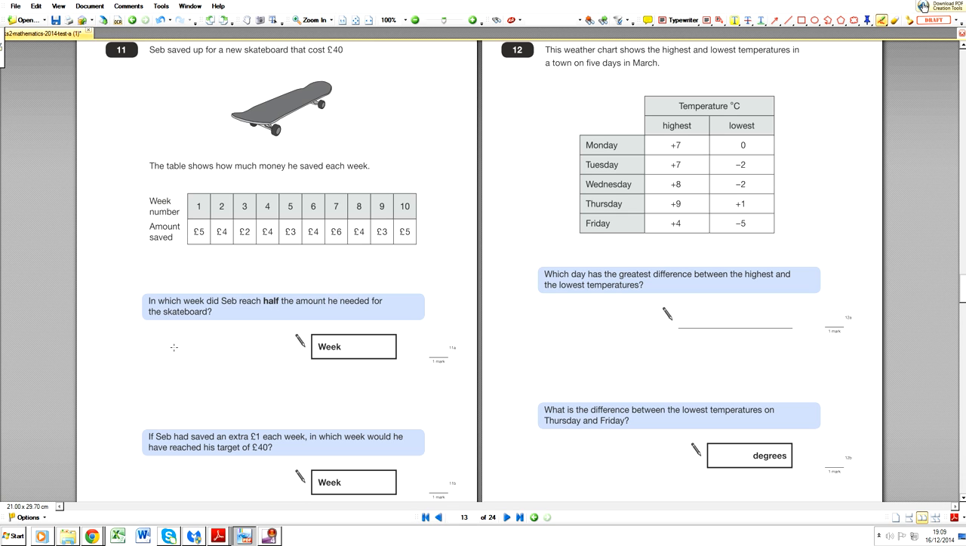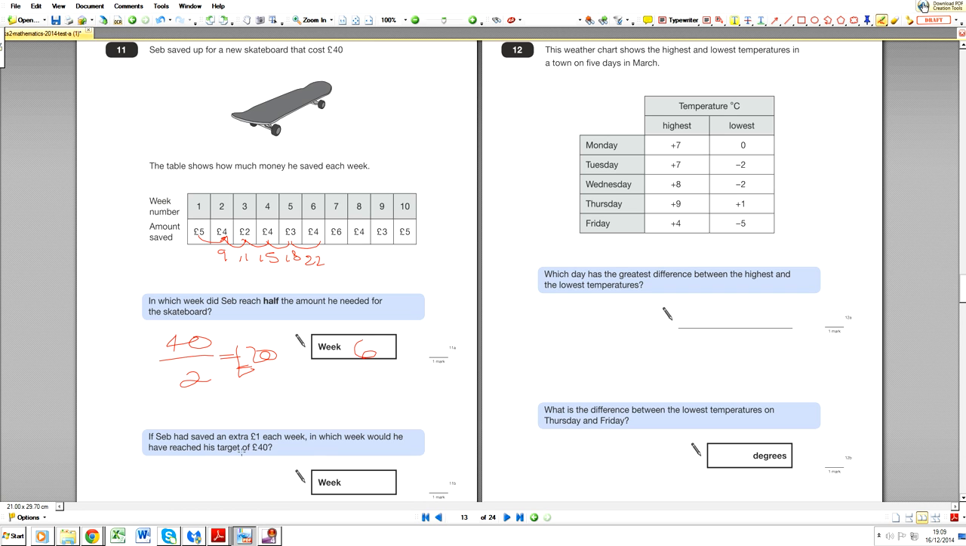So first of all, £40 divided by 2, half the amount is £20. So when did he reach £20? Let's have a look. £5 add £4 is 9. 9 add 2 is 11. 11 add 4 is 15. 15 add 3 is 18. 18 add 4 is 22. So in which week was it? It was in week number 6.